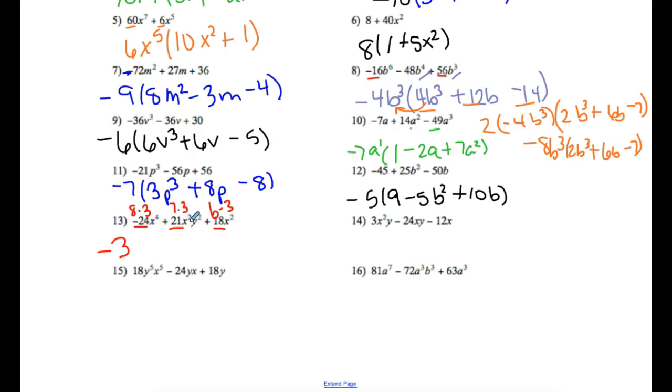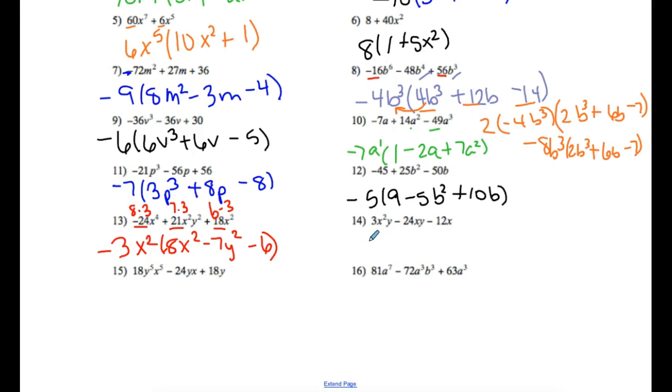I have an x squared, an x squared, and an x squared, so it means I could take out an x squared. Negative 24 divided by negative 3 is 8. 4x's divided by 2x's is 2. 21 divided by negative 3 is negative 7. My x to the 2's would cancel because 2 minus 2 is 0. And then I'd still have a y squared. 18x squared. 18 divided by negative 3 is negative 6. X squared and x squared cancel out.